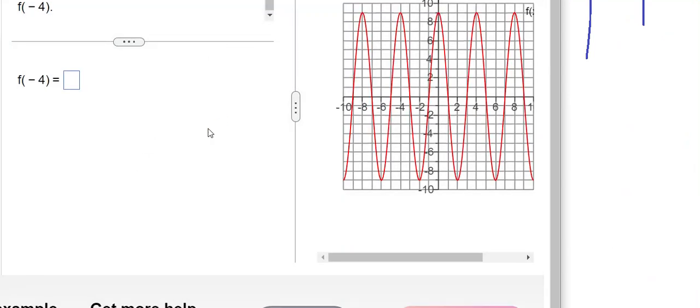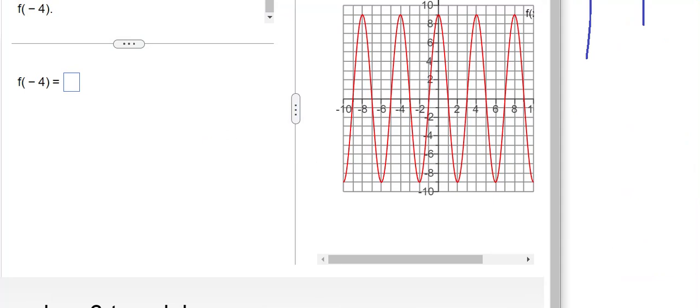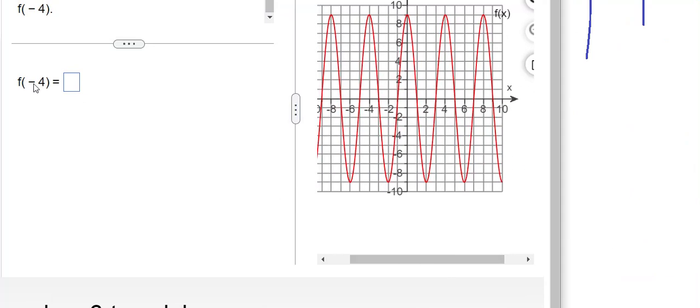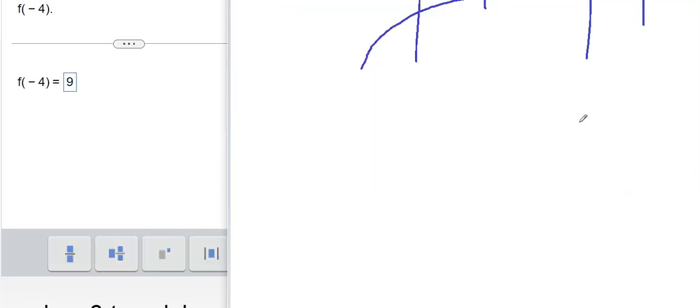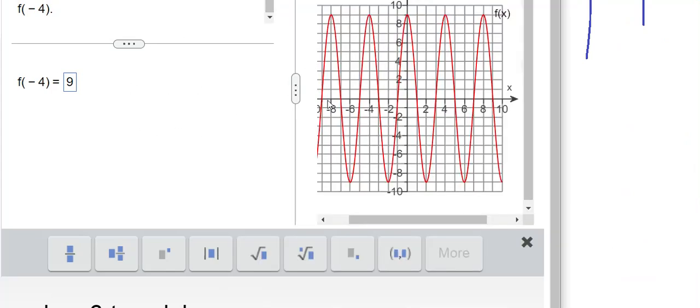Now we're going to use the graph to find the value f of negative 4. That means x is negative 4. So go over here, negative 4, and I go till I see the graph, and that's at 9. So f of negative 4 is 9. The first value will be on the x-axis. Remember, ordered pairs are x, y, right? X, y. So you go to the x-axis first, negative 4, follow that vertical line until you touch the graph, and it's at positive 9.